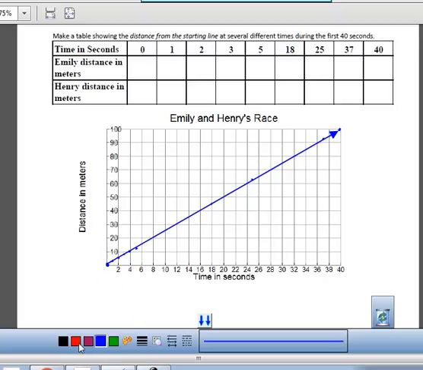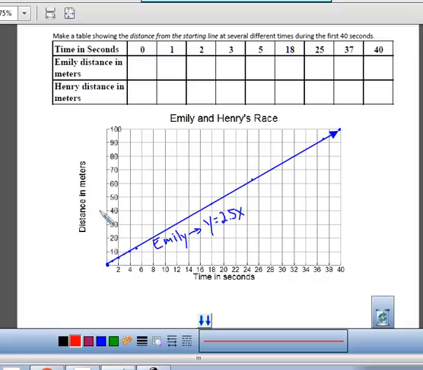Alright, now it's time to plot Henry's. Oh, and we should label this too, by the way. So this is Emily's. And I'm actually going to also label it with the equation, because that's how we do this for linear functions. We label with the equation.